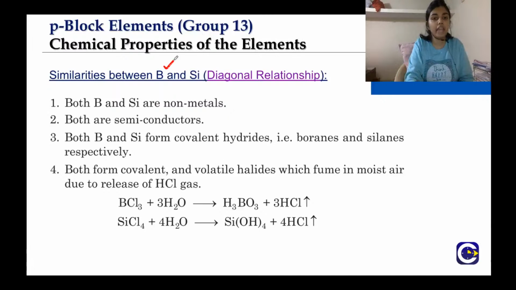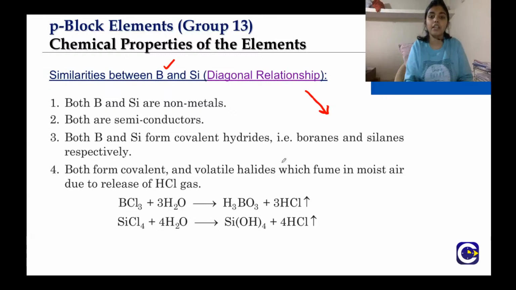Now coming on to the diagonal relationship. So what is the basis of diagonal relationship? Already we have studied in group 1 and group 2, right? What is diagonal relationship? It is the similar properties of the elements which are present diagonal to each other, right?